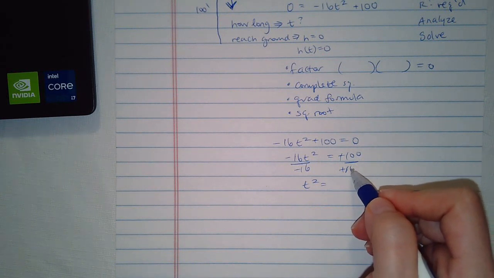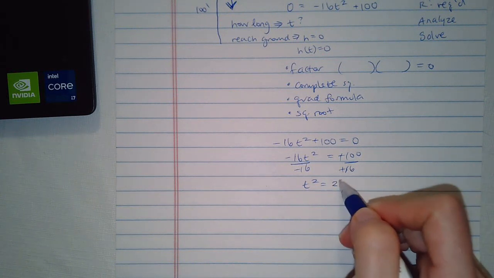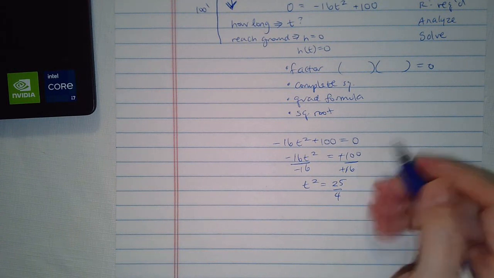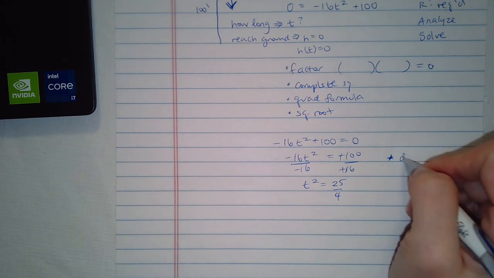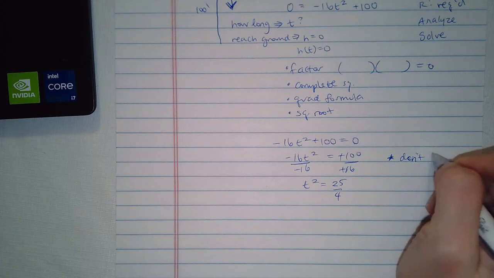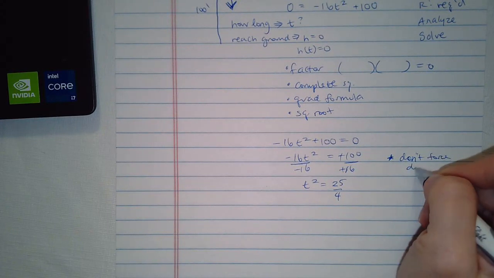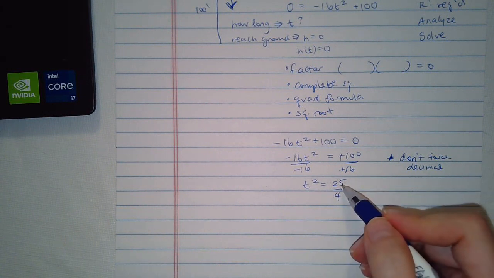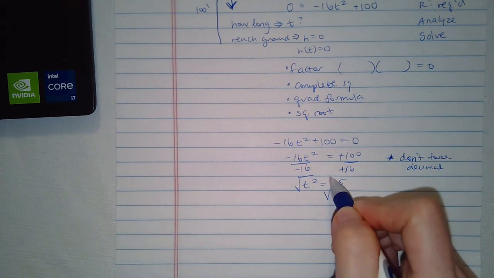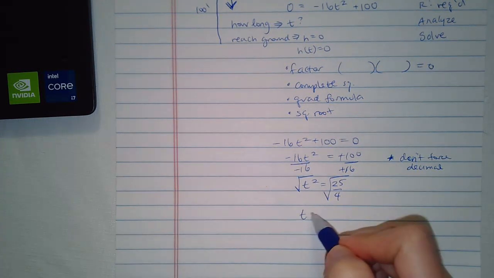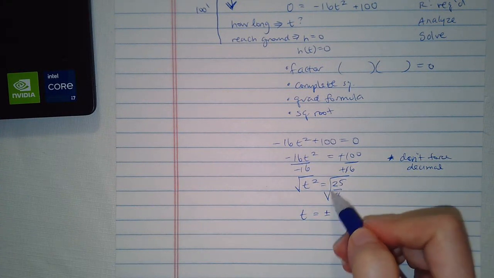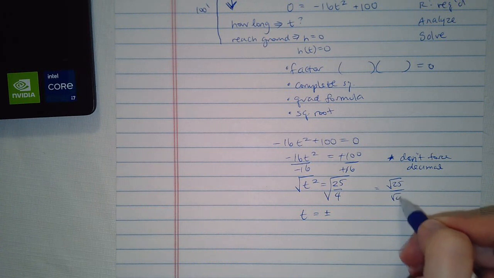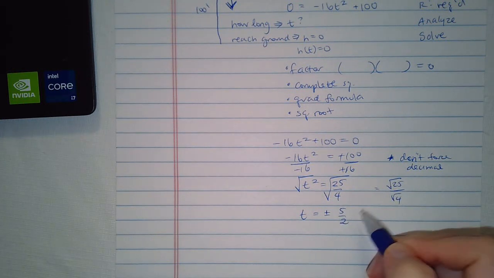Well, 50 and 8, or 25 and 4. So 25 over 4. I did not actually make this a decimal. We don't want to use a calculator here. Don't force decimals here, it's not useful. Why? Because when we start square rooting this, the square root property tells us t equals positive or negative the square root of this side. The square root of a ratio is the square root of the numerator over the square root of the denominator. So 5 over 2.